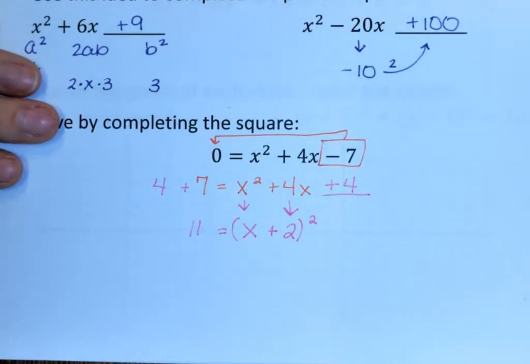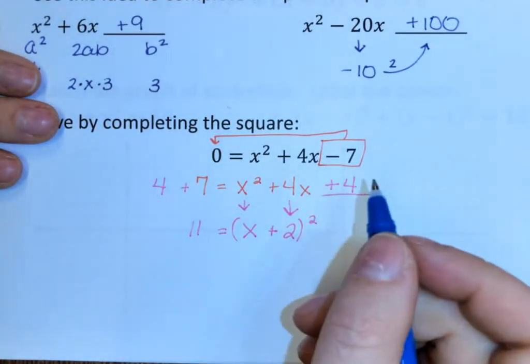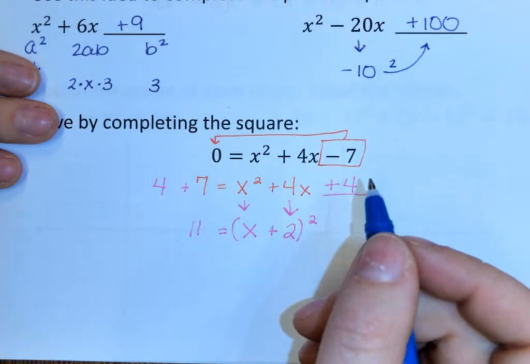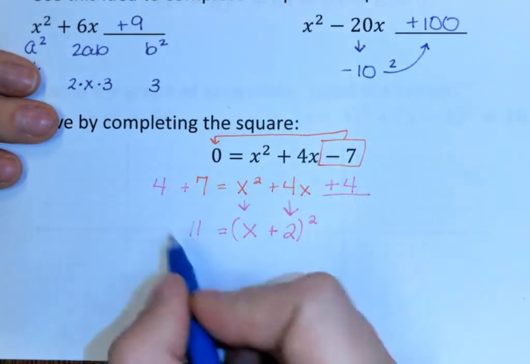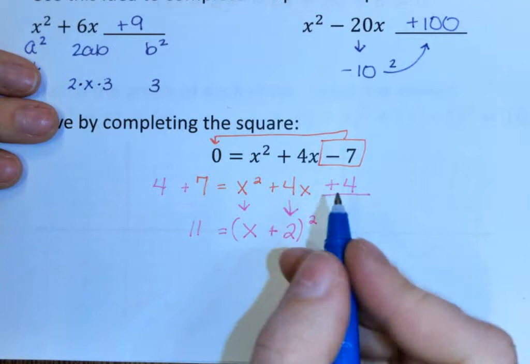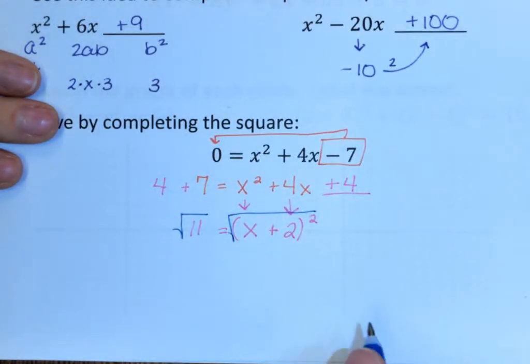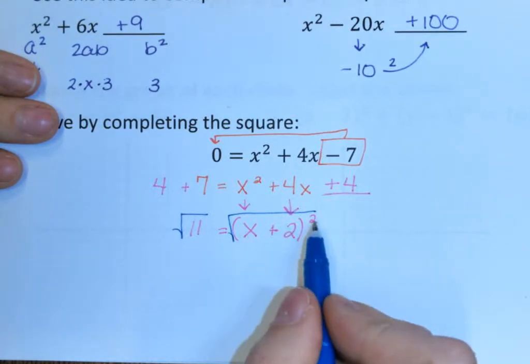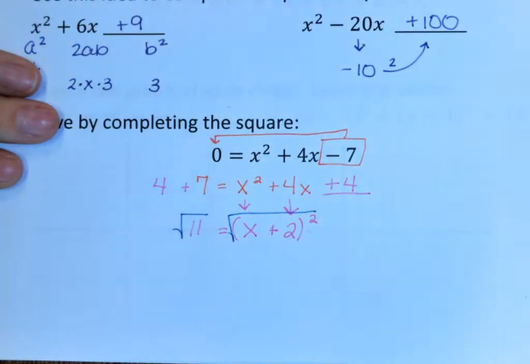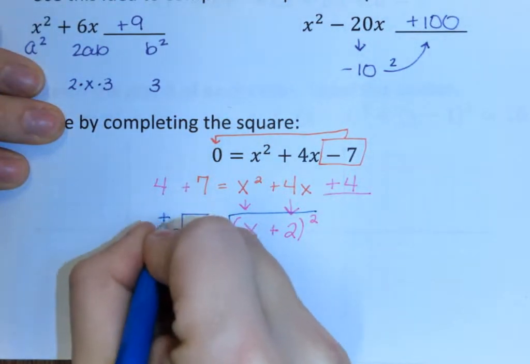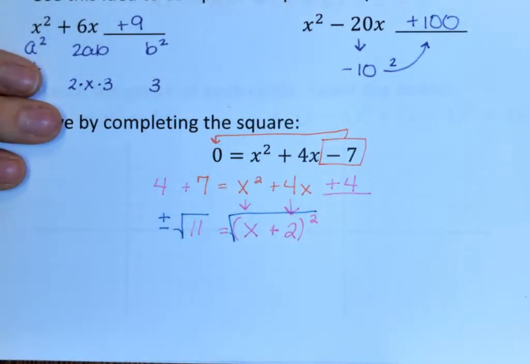All right, now I want to solve this. What do I need to do? How do I solve this equation? Square root, yeah. Here's the part you really must not forget, or you're going to lose tons of points. When you start with something squared, say it again, plus or minus. It's going to be a plus or a minus square root of 11.